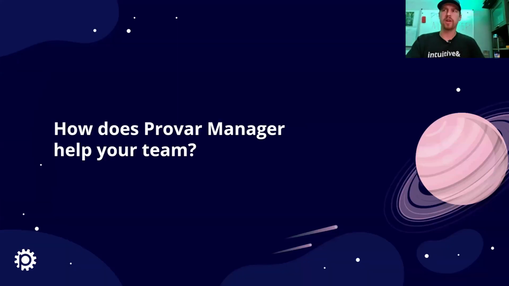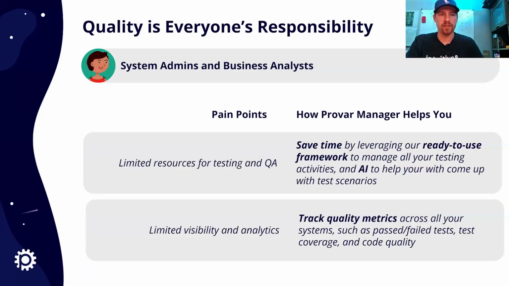So how can this help your individual teams? When we break this down by personas, the first one that we're looking at is really system admins and business analysts. So these are a couple of the pain points that you might see if you're in one of these roles. By providing a one-stop shop for all your QA needs, this really simplifies the process and the grunt work for these particular users wanting to improve their testing processes internally.